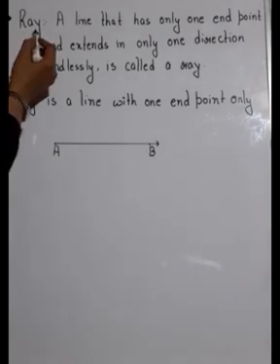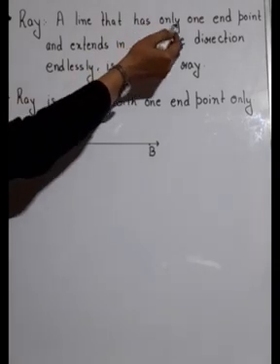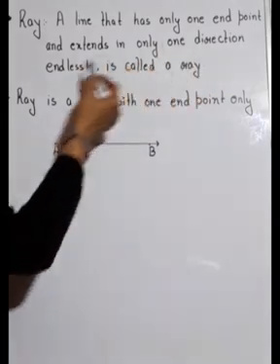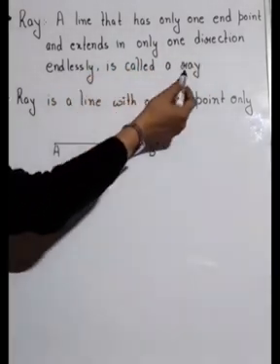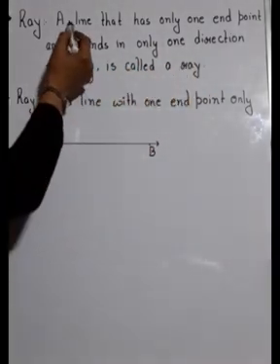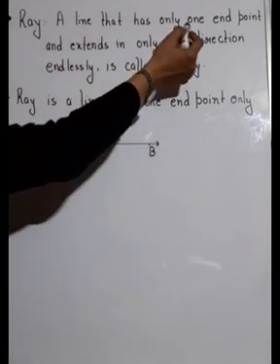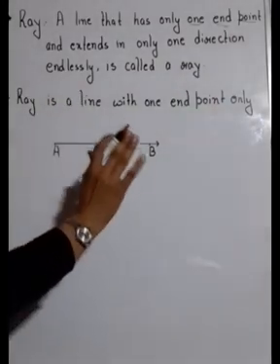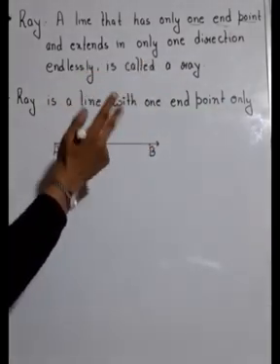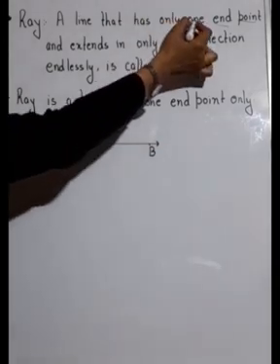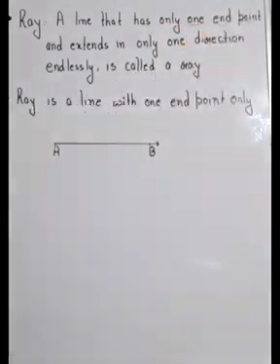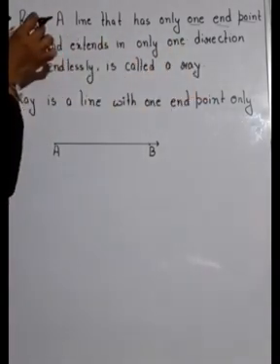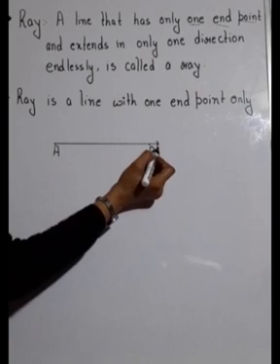Next, we have the ray. A line that has only one endpoint and extends in only one direction endlessly is called a ray. So what is a ray? A ray is a line which has only one endpoint. I told you a line does not have an endpoint, a line segment has two endpoints, and a ray has only one endpoint and extends in only one direction.